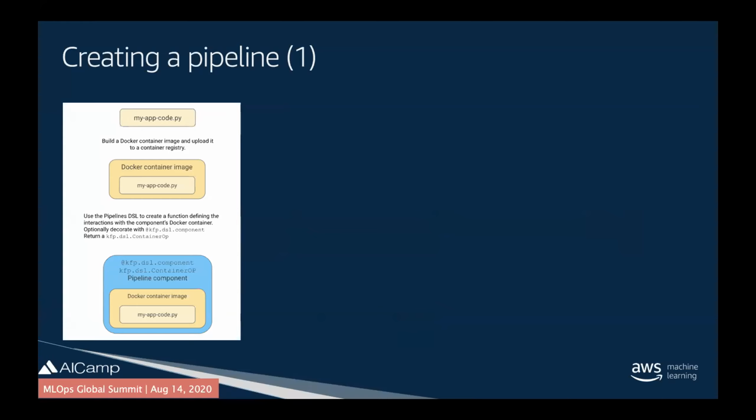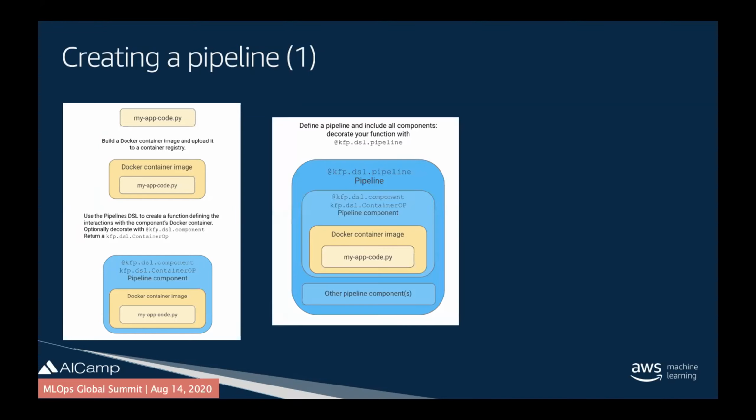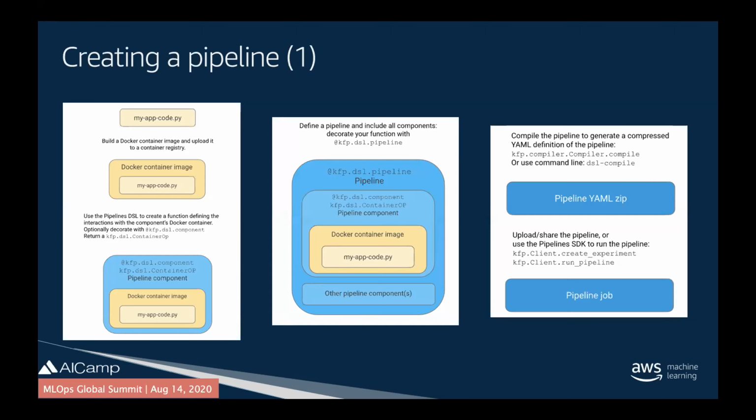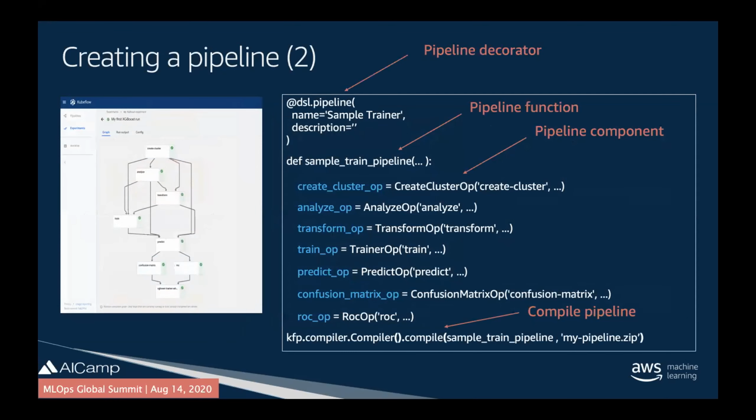So you're creating and wrapping this Docker container with your code as a pipeline component. And then you would have multiple of those components probably in your pipeline. And you can use another decorator function to create the ultimate pipeline out of those components. And in the last step, you then compile this pipeline to be able to execute it and run it on your Kubernetes cluster. So those are the couple of steps you need to do in order to get started with Kubeflow Pipelines. Here's a sample code.